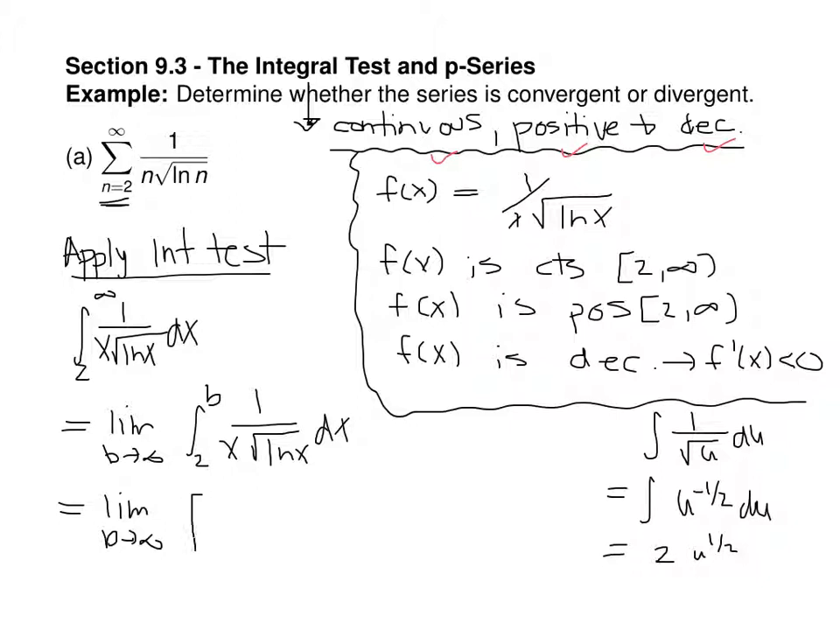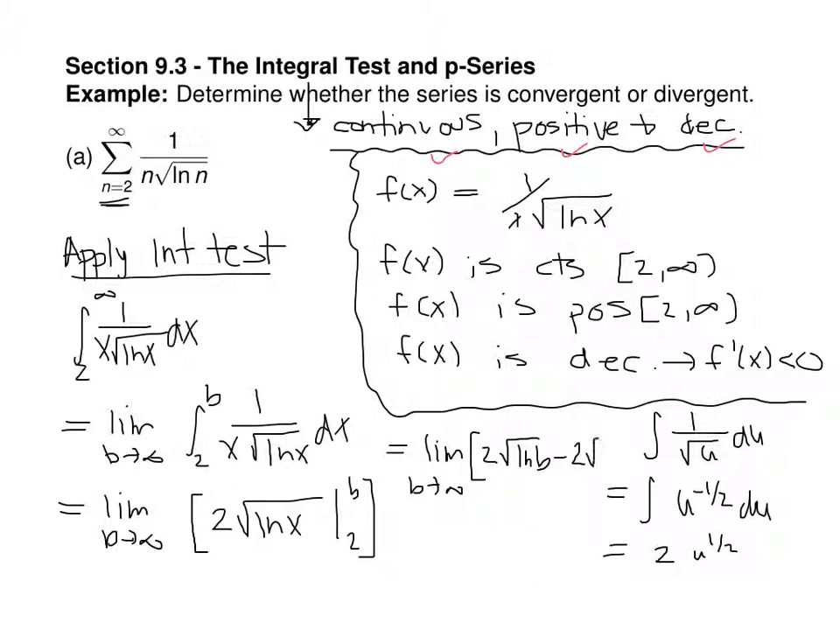So this will antidifferentiate to 2 root ln x, evaluated from 2 to b, or we have the limit as b goes to infinity of 2 root ln of b minus 2 root ln of 2, and this will be infinite. Since our integral diverges, we know that the series also diverges.